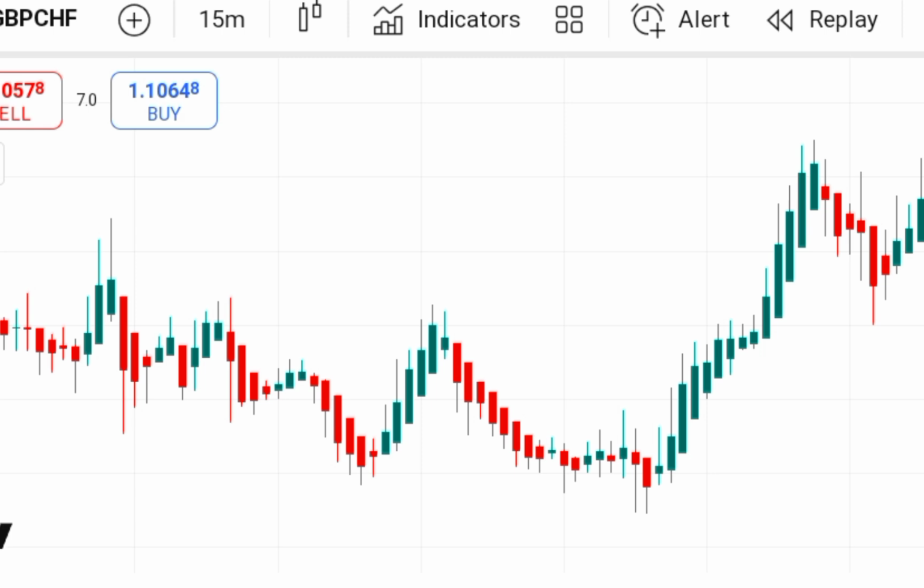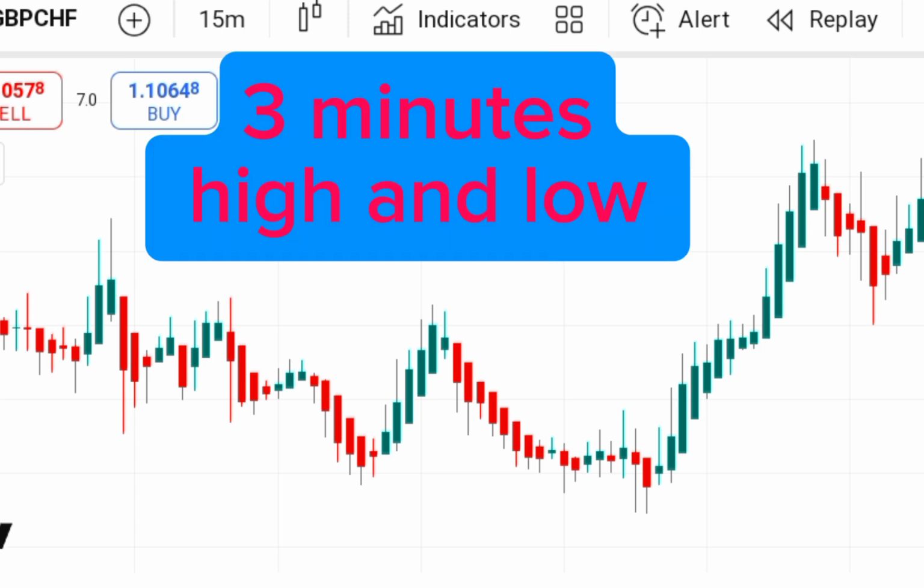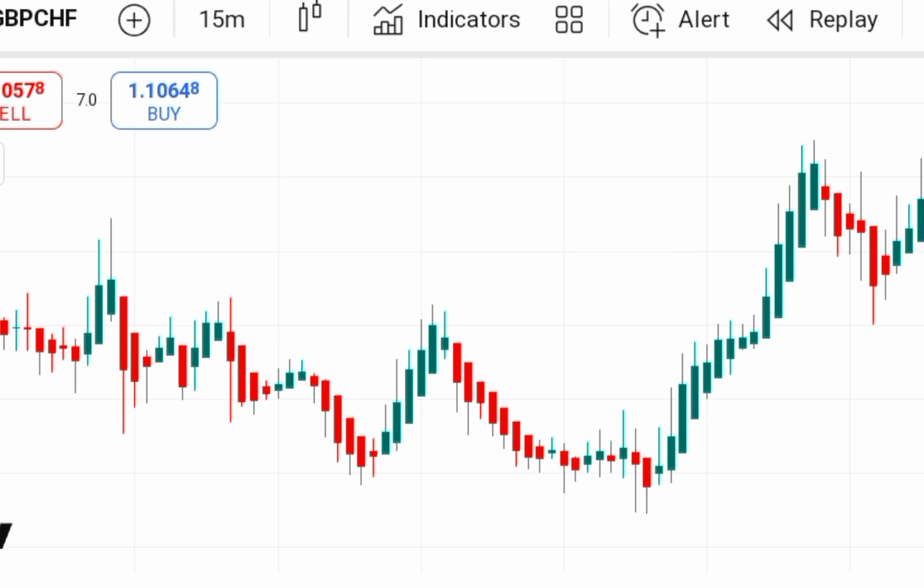So for you to implement this strategy step by step, it is a 3-minute strategy. So you have to go to your 3 minutes. Once you go to your 3 minutes, you have to mark the highs and the lows before the London session open. As well, you have to use your session breaks and Lux Algo indicator for this.